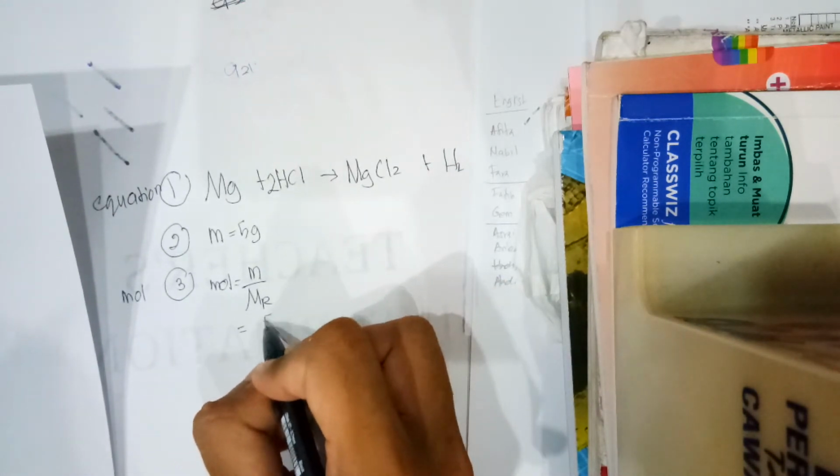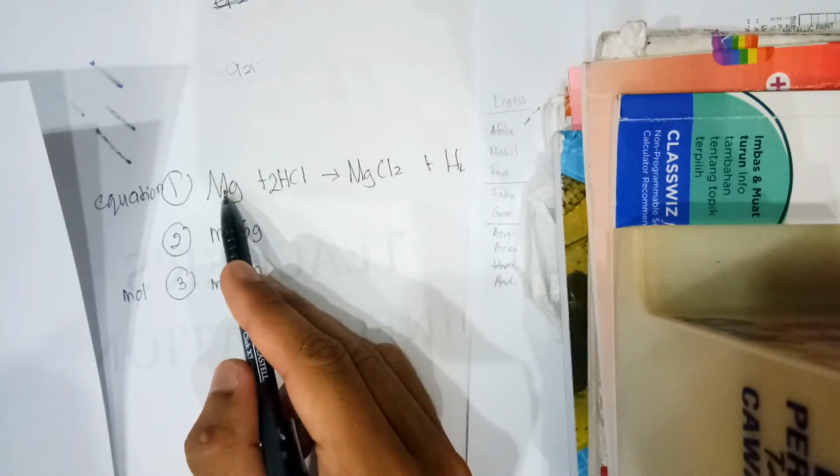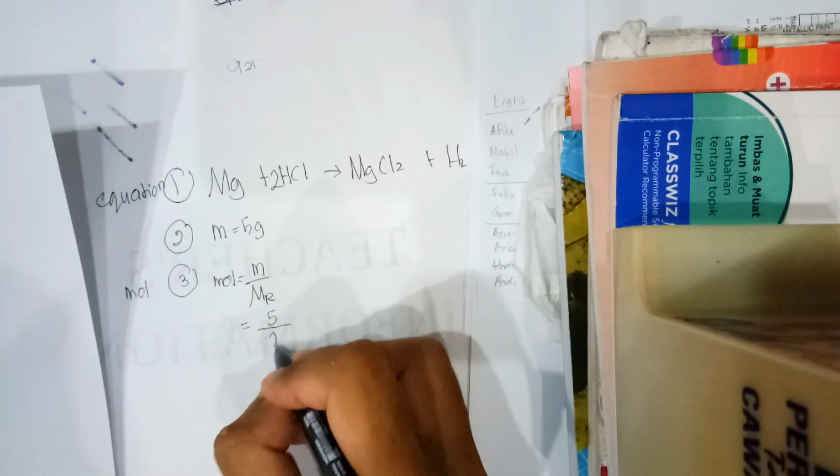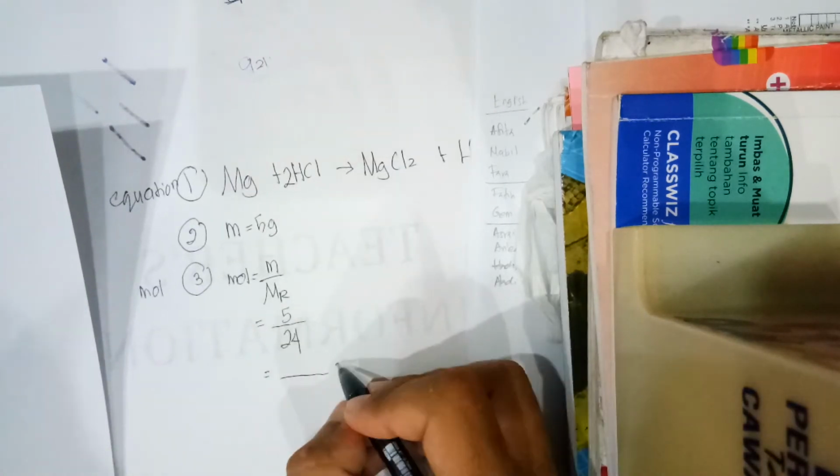So now we proceed with the calculations. You have your mass, which is 5 gram, and the molar mass for magnesium. To know the molar mass for magnesium, as we discussed in the class, you should refer to your periodic table, and based on the periodic table, the molar mass of magnesium is 24. So you get the mole. Please find the mole. I didn't bring the calculator, so you need to find the mole by yourself later.